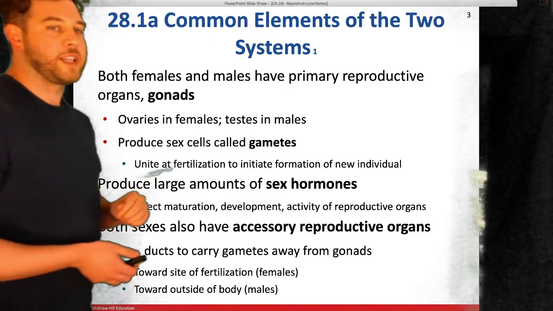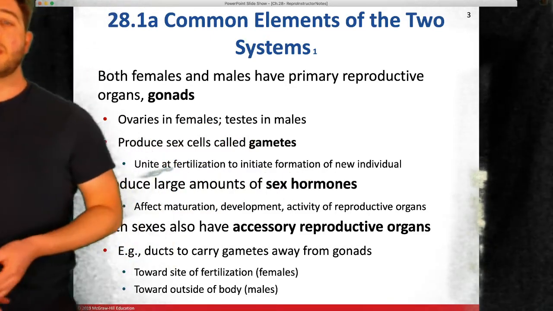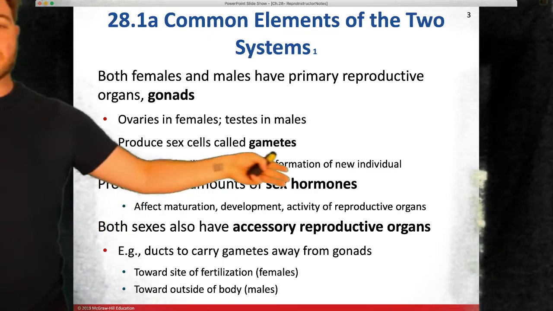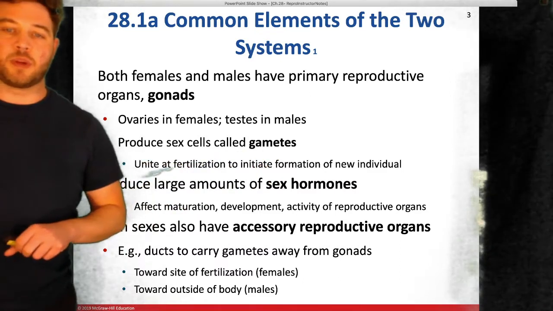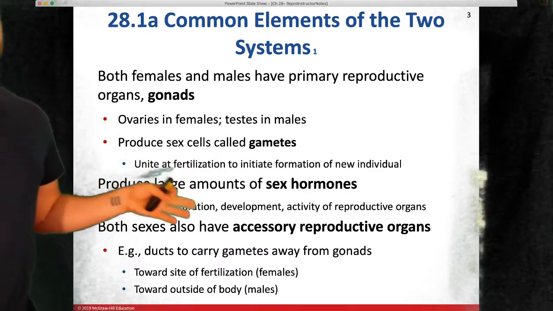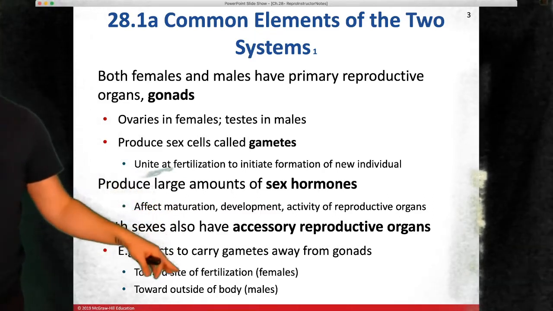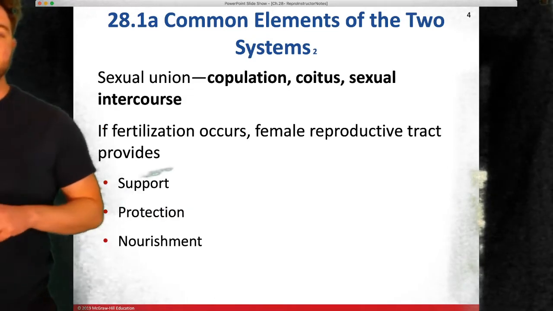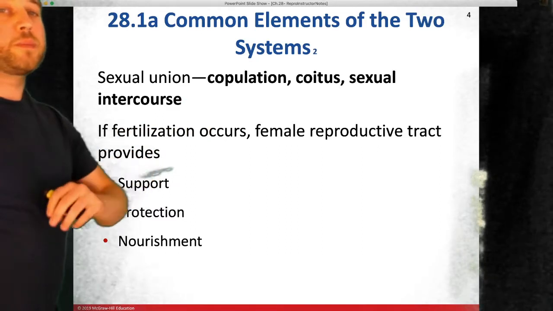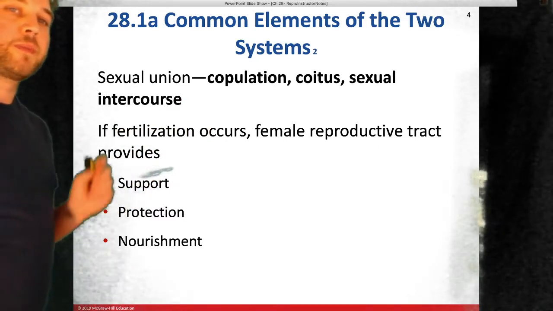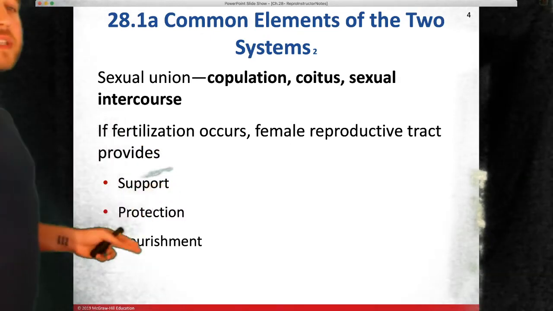They produce sex cells called gametes that unite at fertilization to initiate the formation of a new individual. They both produce large amounts of sex hormones that affect maturation, development, and activities of reproductive organs. There are also accessory reproductive organs, such as ducts, to carry the gametes away towards fertilization or outside of the body. The organs are used for sexual union, copulation, coitus, sexual intercourse. If fertilization occurs, the female reproductive tract provides support, protection, and nourishment.